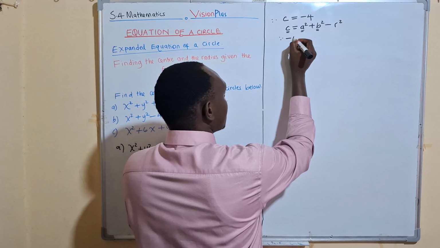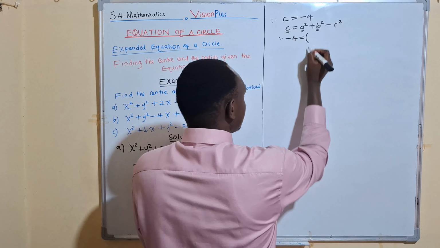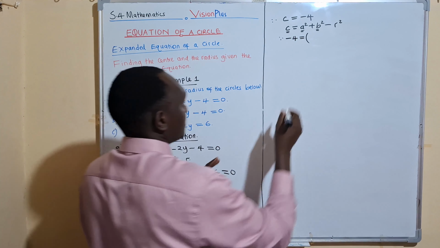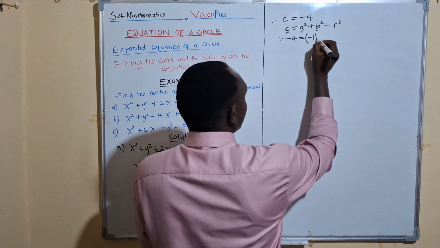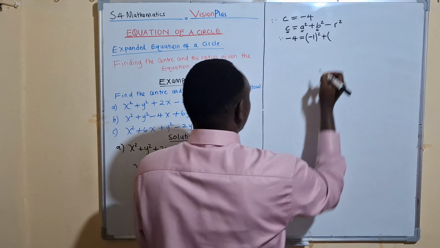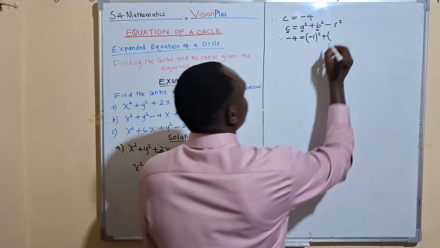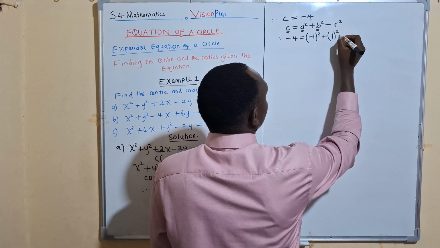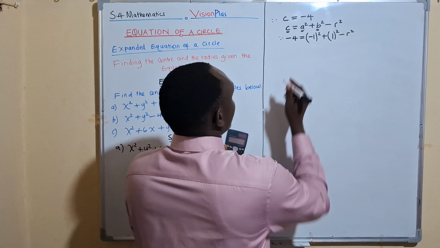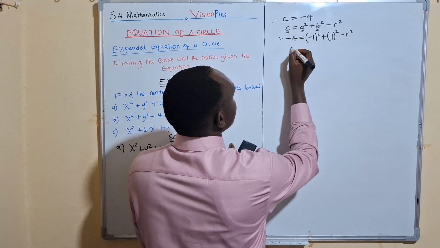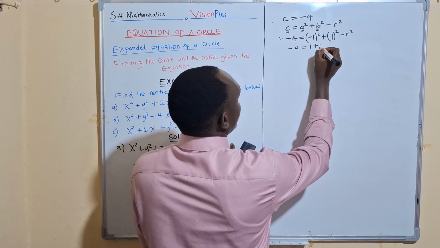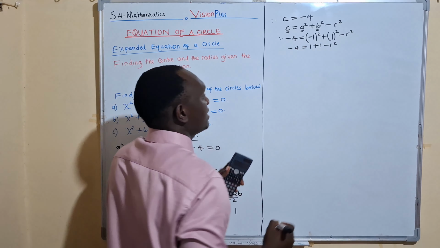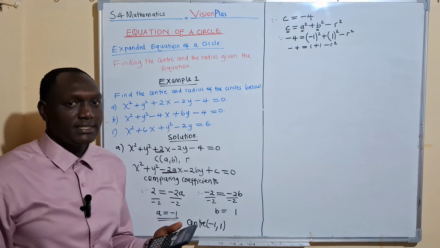What is C? C is negative 4 equals to what is A? A is negative 1. But the formula says square plus what is B? B is 1. And the formula says square minus R squared. So we're going to square these two terms. This means that here negative 4 equals to, if you square negative 1, you get 1 plus 1 minus R squared. This is now a simple algebra.